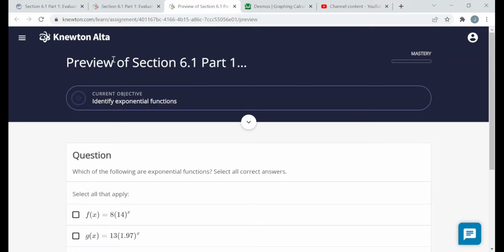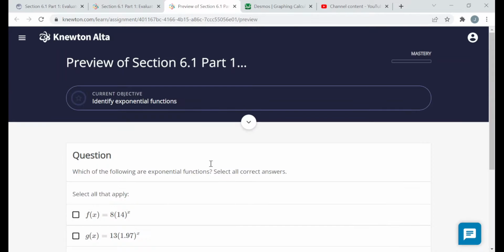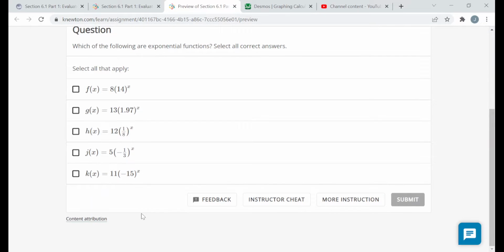Alright, so on your assignment page you should have the title, the mastery bar telling you how far along you've gotten. You should be able to see the objectives. It looks like there are 3 objectives for this assignment. Under the current objective, there should be a question related to that objective. And on the bottom of every question, there should be a feedback button where you can send feedback to Knewton if you wish. You will not have this instructor cheat button. This is for instructors only.